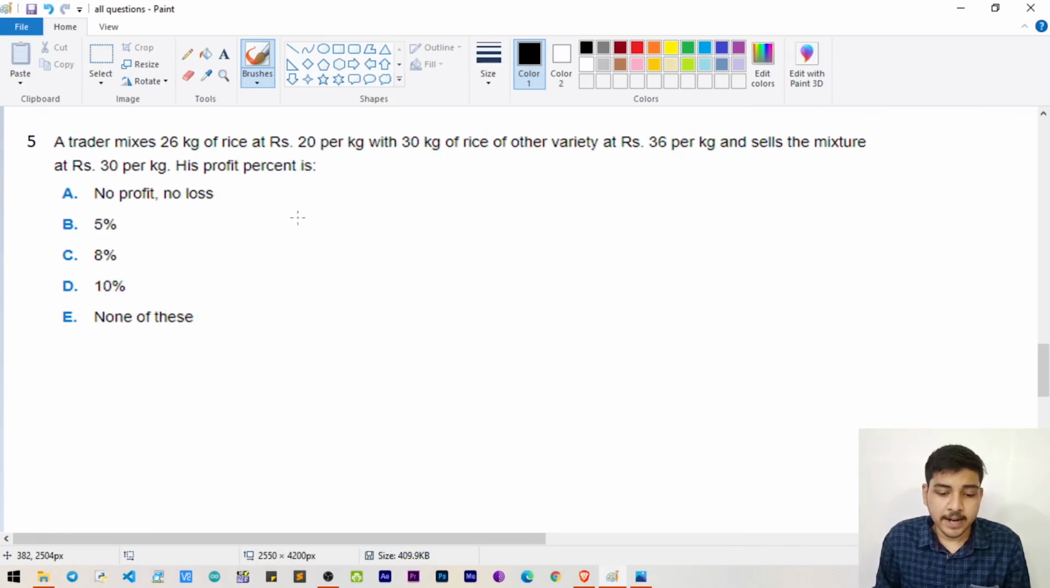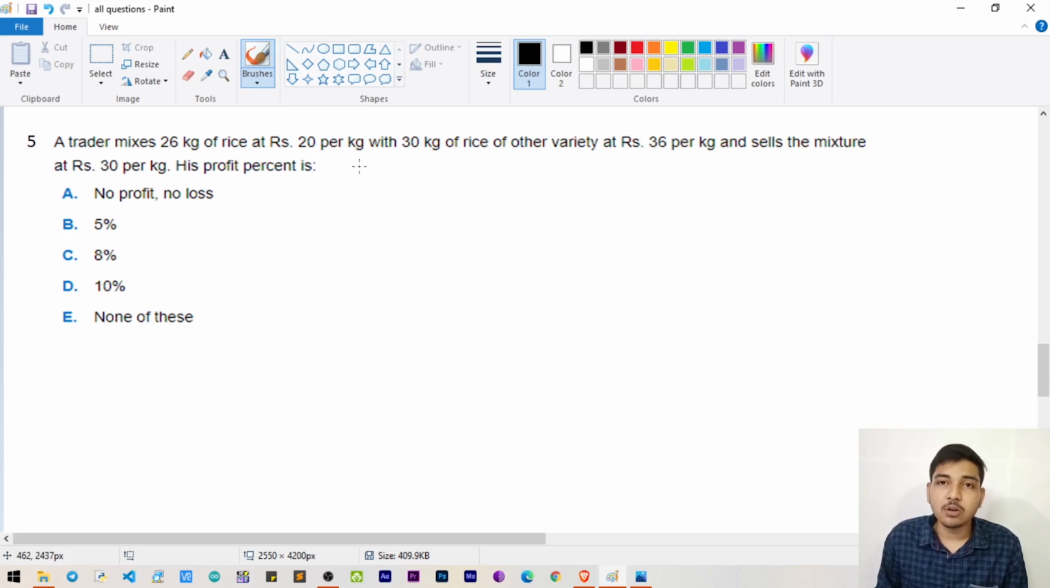Question number 5. A trader mixes 26 kg of rice at 20 rupees per kg with 30 kg of rice of other variety at 36 rupees per kg and sells the mixture at 30 rupees per kg. So what he is doing is mixing two types of rice, where one is 26 kg of mass and the second one is 30 kg, and the two types have different costs. One is 20 per kg and another one is 36 rupees per kg.